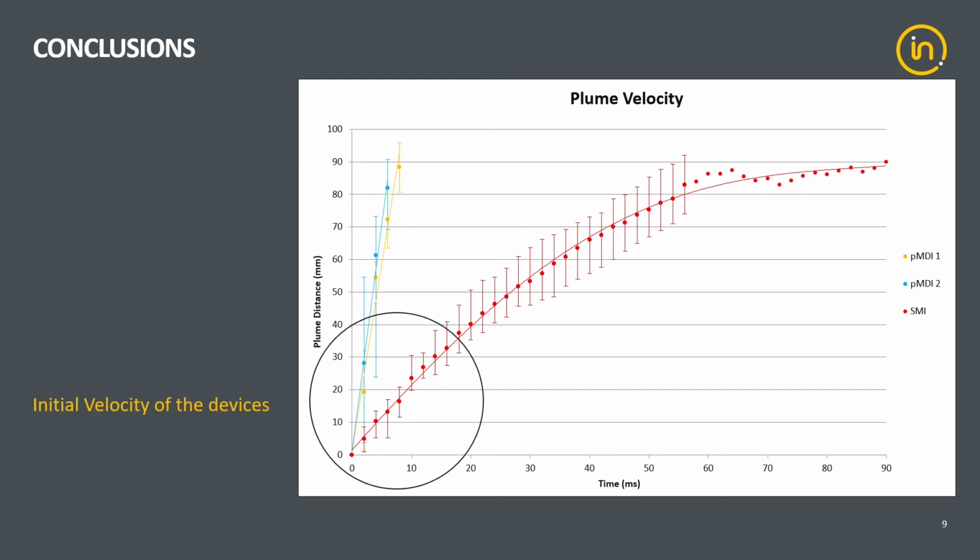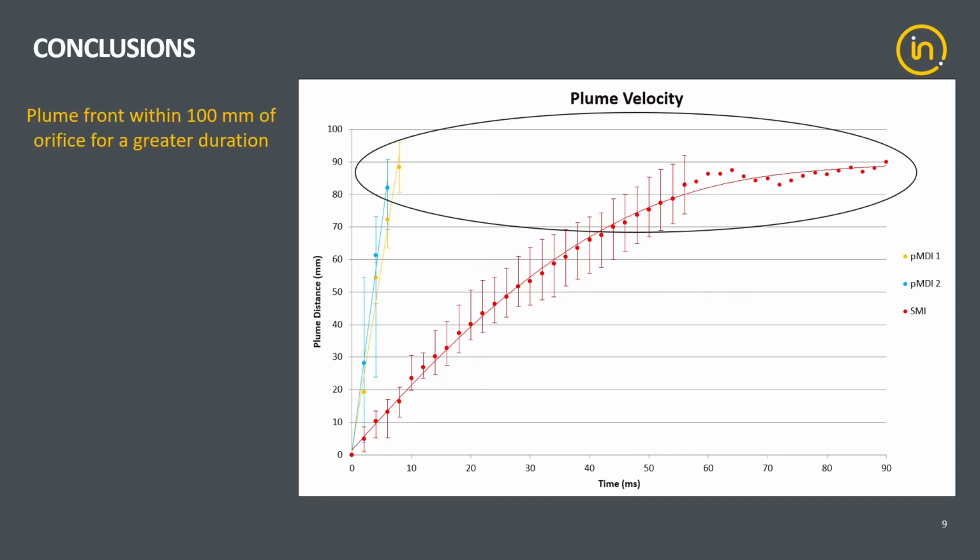The first point to notice is that PMDIs have a higher initial velocity of the device, and this has been previously mentioned. For PMDIs, the synchronization between inhaler actuation and inhalation is extremely important and relies on sufficient training and patient compliance in order to maximize the efficacy of the treatment. A faster velocity may make this harder to achieve.